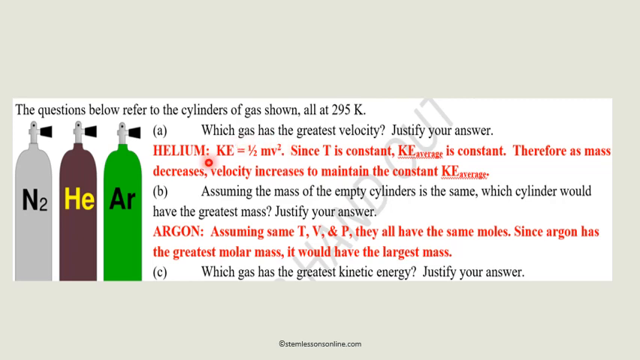The first question, helium is the answer. The reason is the formula is KE equals half mv squared. Since temperature is constant, average kinetic energy is constant. Therefore, as mass decreases, velocity increases to maintain the constant kinetic energy. And the second question, assuming the mass of the empty cylinder is the same, which cylinder would have the greatest mass? Argon. Assuming same temperature, volume, and pressure, they all have the same moles. Since argon has the greatest molar mass, it would have the largest mass.